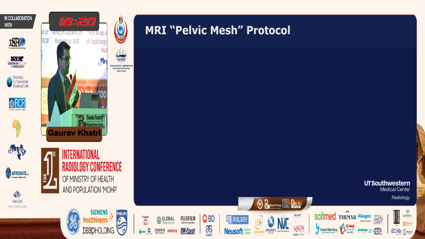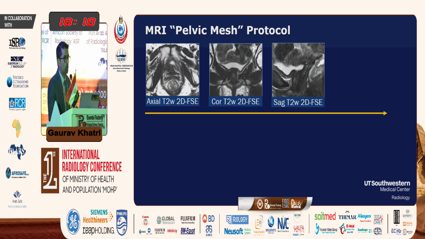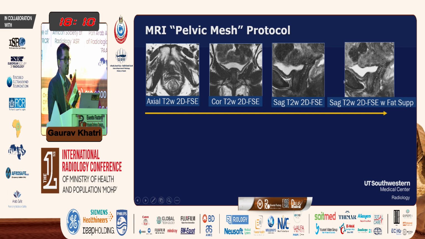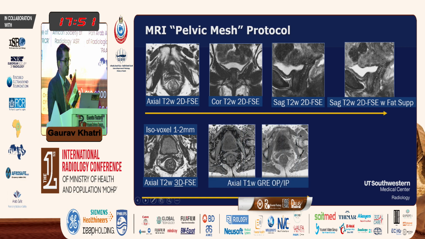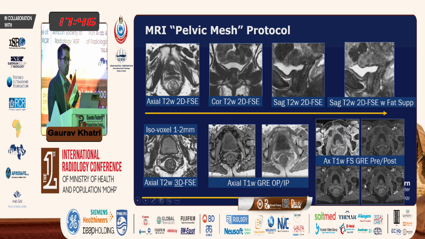So again, just briefly, in case you missed it in the first lecture, our MRI pelvic mesh protocol consists of 2D T2-weighted axial, coronal, and sagittal images, as well as a sagittal 2D T2 fat suppressed image. This can be performed in any plane. We do a sagittal because it's a faster acquisition than the axial. And then we also perform, this is optional, but if you can, it's good, an axial 3D T2-weighted image. Again, a very thin section, an isometric acquisition, so you can reconstruct this in any plane. Axial T1 gradient in and out of phase images, as well as pre and post contrast T1 weighted fat suppressed images.